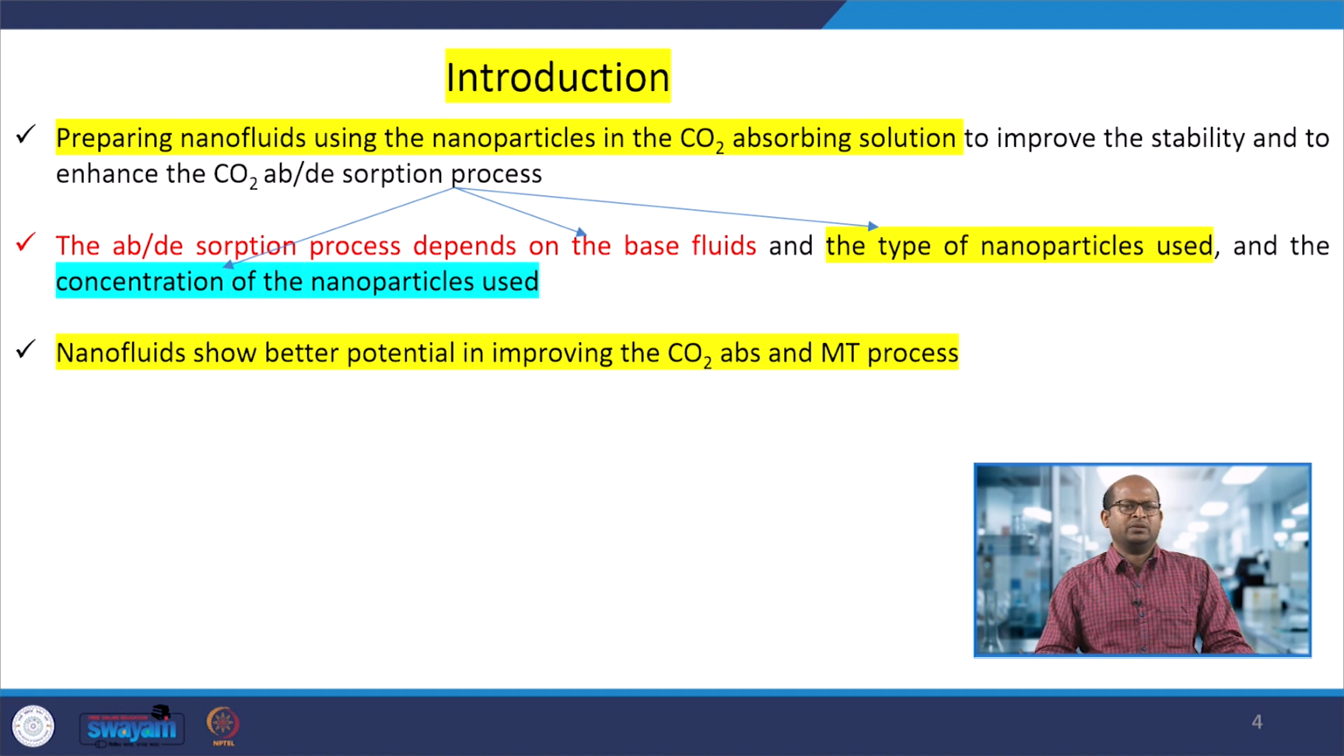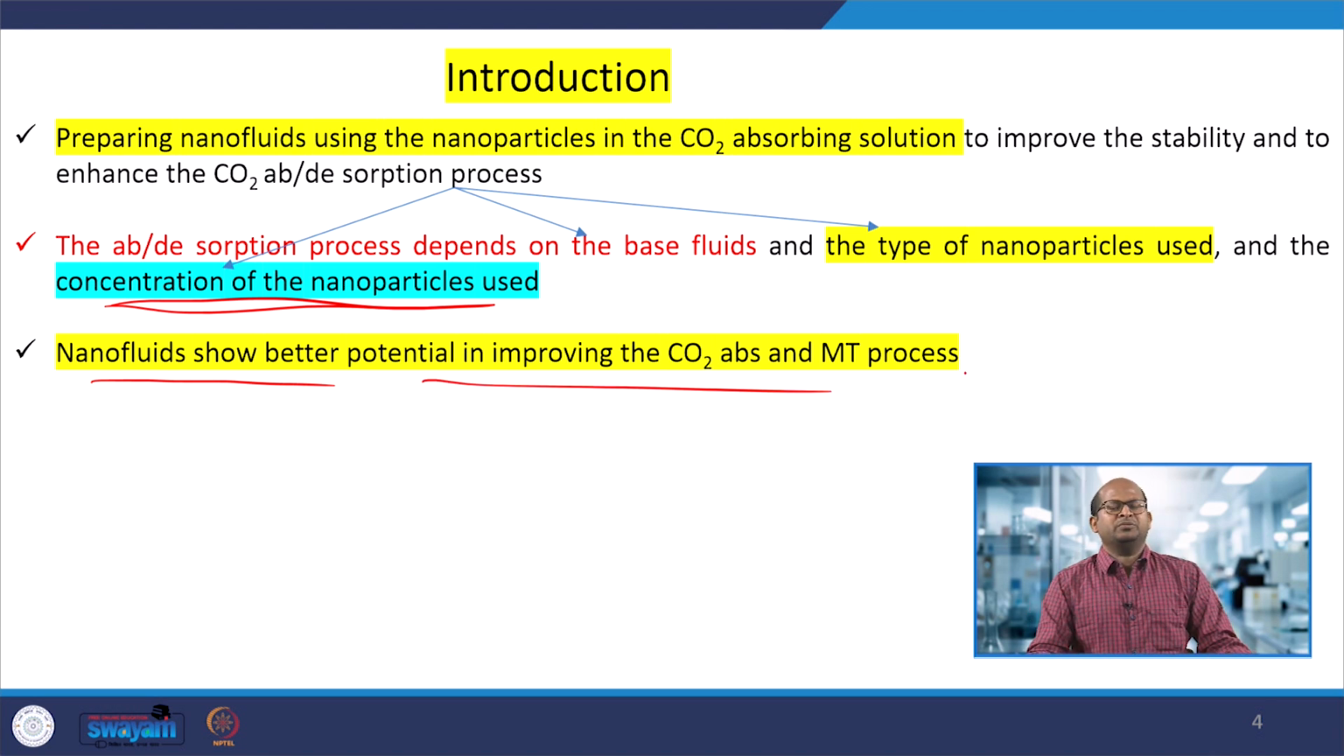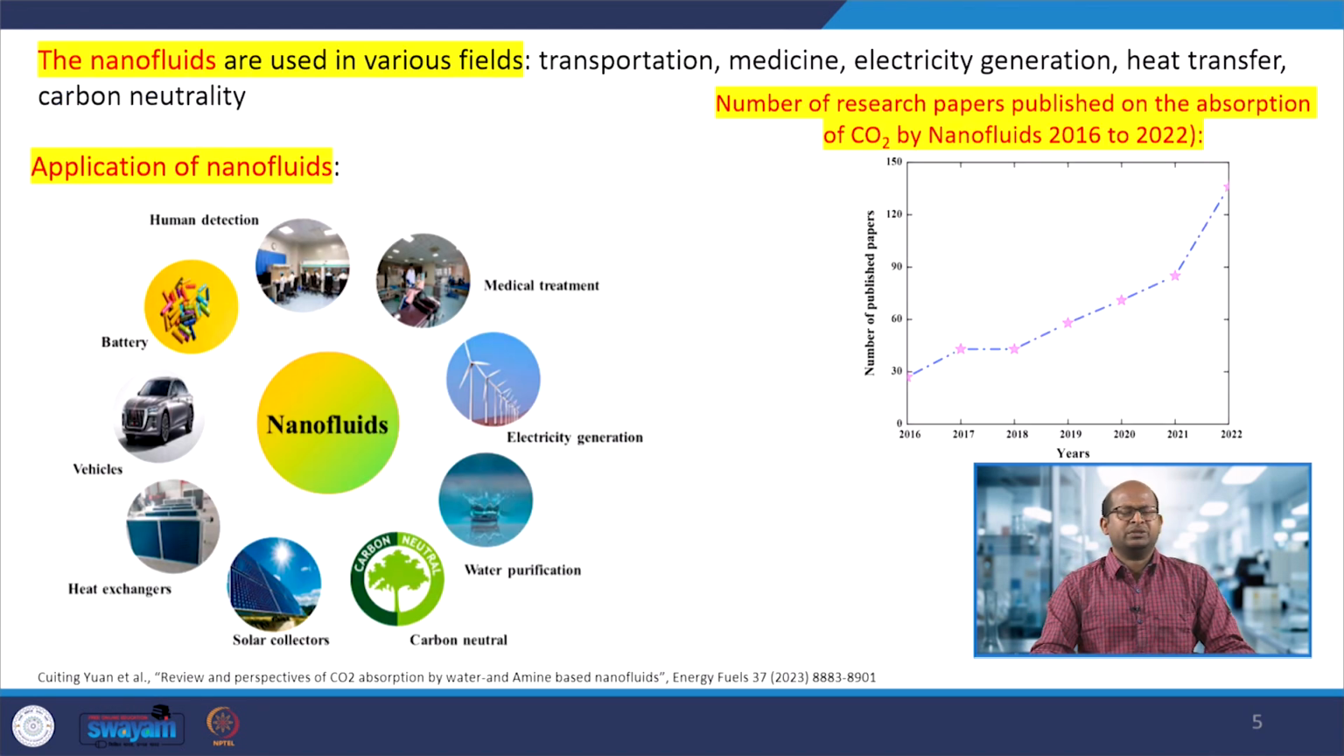Suppose the flue gas has a particular CO2 concentration, we can separate it out by considering a gas-liquid contact mass transfer process. Then we can reduce the CO2 disposed from that flue gas. In that way we can increase the separation of CO2 by mass transfer operation using nanofluids. Usually, it has been observed that if we use nanofluids instead of conventional fluids, the performance is better than conventional fluids. Nanofluids perform better for CO2 absorption.